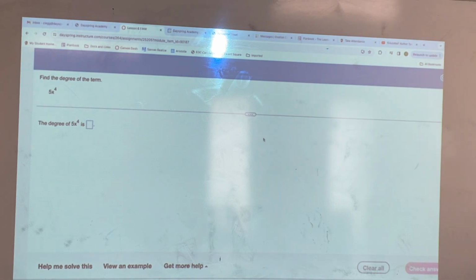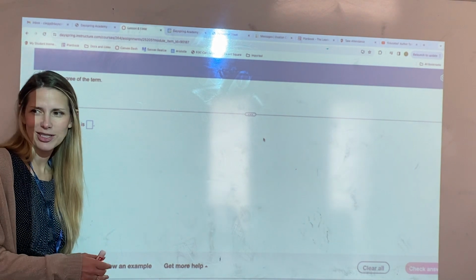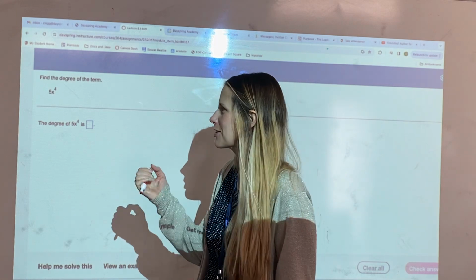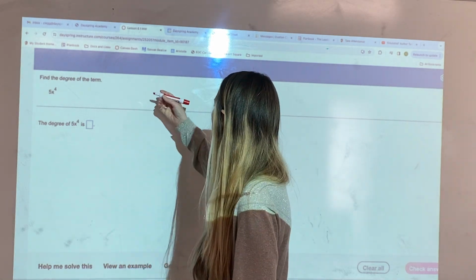All right, this is lesson 6.1 homework. It is 12 questions, which is more than I usually assign, but it's because the questions are so simple, at least most of them.